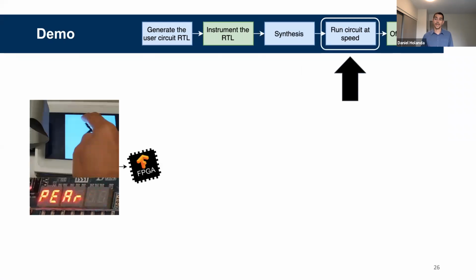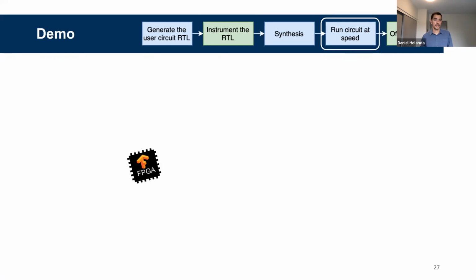So I can go ahead and draw a pineapple. The circuit will say pineapple, and once I'm done with this, then I don't need the circuit anymore. I don't need the touch screen anymore, just the FPGA. Everything has been recorded there. And then I can start my offline replay.